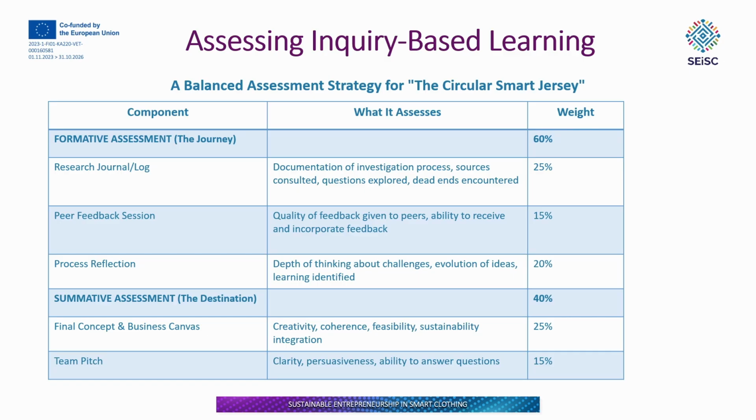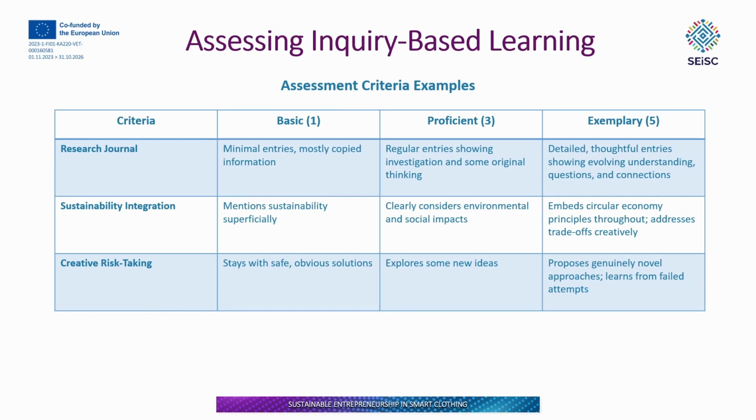For the circular smart jersey task, a good assessment strategy balances the process and the final product. We weigh the formative elements like their research journal, their participation in peer feedback, and the personal reflections more heavily. This sends a powerful message to students. We value your curiosity, your ability to navigate ambiguity, and your willingness to take creative risks just as much as the final outcome. This aligns perfectly with the entrepreneurial mindset we want to foster.